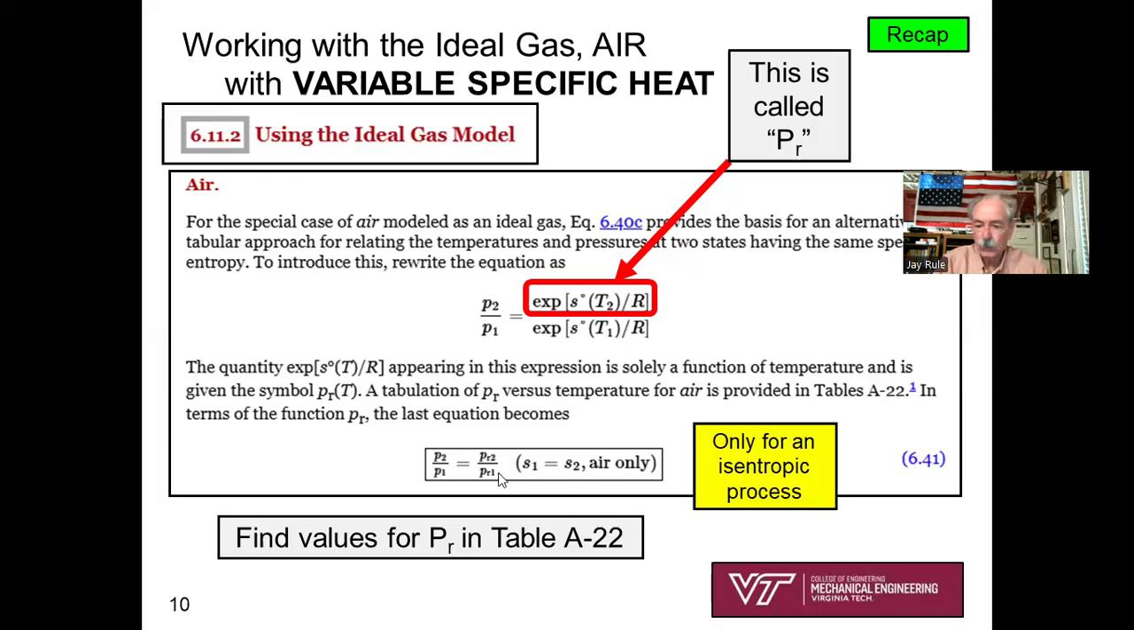And you say, well, where am I going to get these PR values? These PR values are a function of temperature only. It's talked about in chapter 6. You're going to find PR values in table A22. The key thing to remember here is that these PR values only apply to processes that are isentropic, reversible adiabatic.